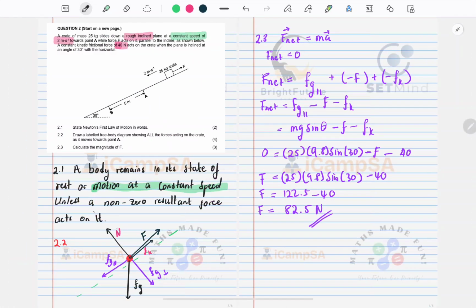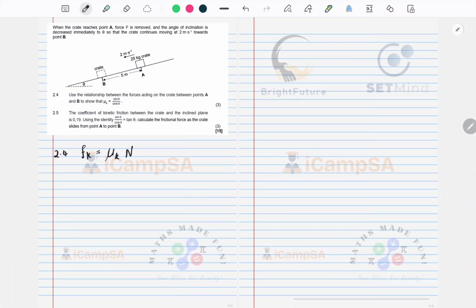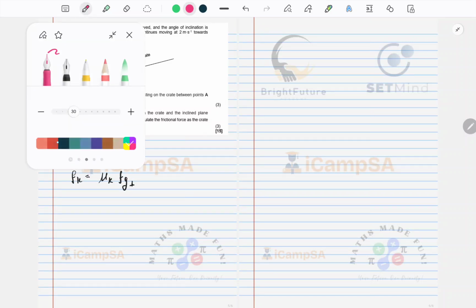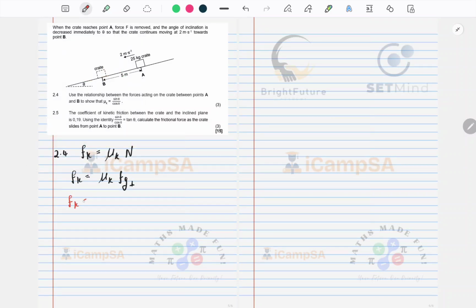Remember from here that the normal force now is no longer equal to Fg, it equals this Fg perpendicular, right? So that means we are going to have Fk being equal to mu k times Fg perpendicular, like this, so that you see it. And then we move to Fk being equal to mu k times mg cos theta. This is our perpendicular component.